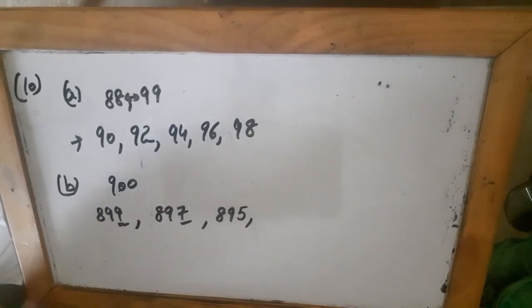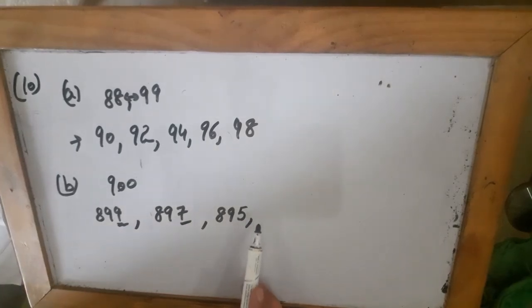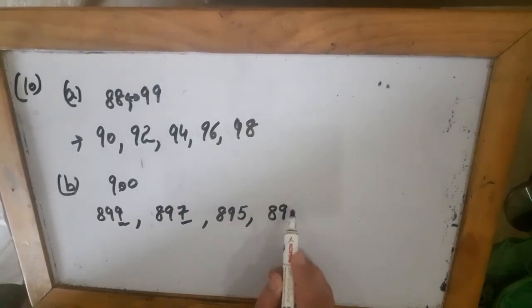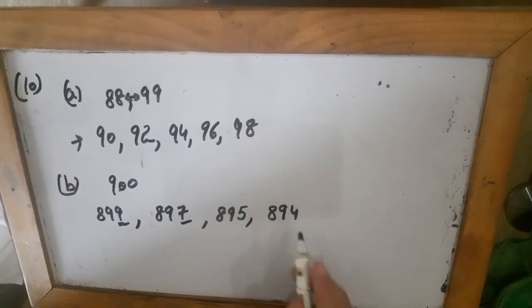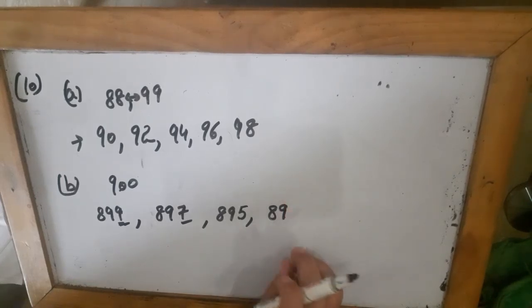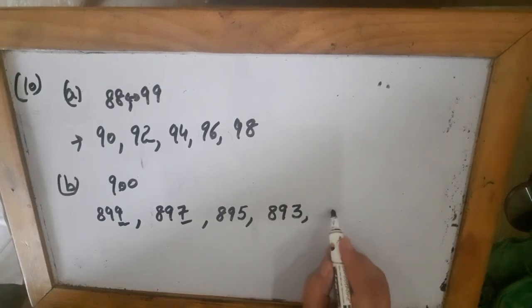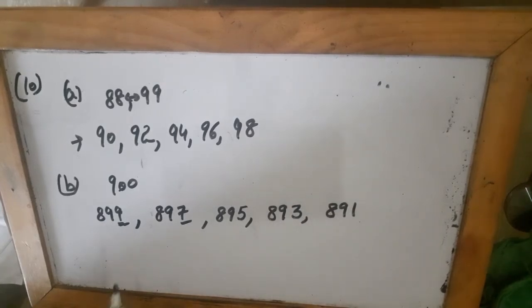I'm writing the back counting. So 895, then will come 894. 894 is not odd because it has an even digit at the ones place, so 893 will come. Then 891 will come. They have asked for 5 odd numbers, so these are the last 5 odd numbers that are less than 900. All these, as you can see, have 1, 3, 5, 7, 9, the odd digits at the ones place, and they are called odd numbers.